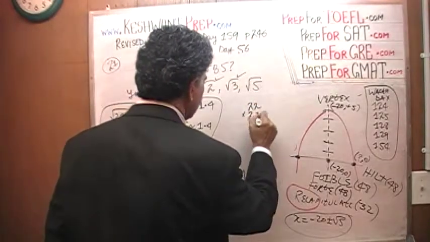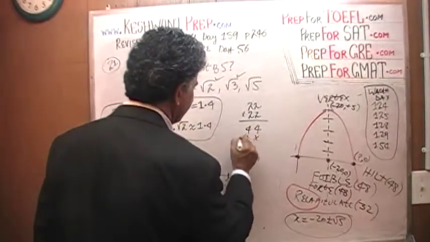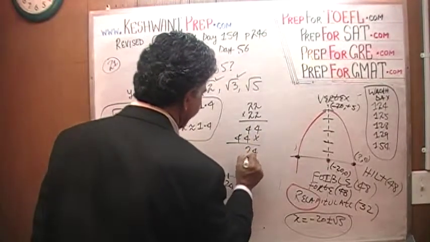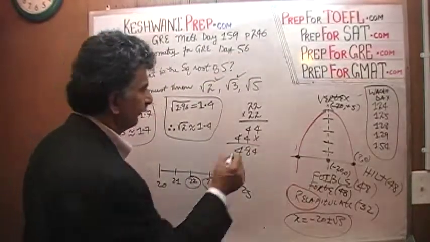22 times 22. 22 times 22 is 44, and another 44. 484. You see, 484 is very close to 500. Let's do 23.